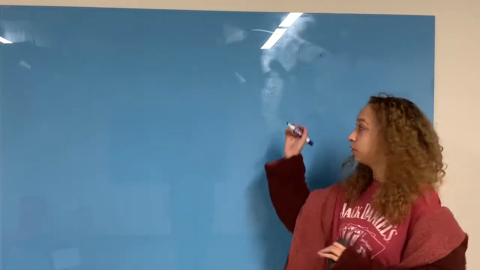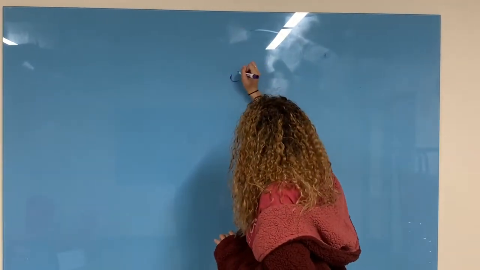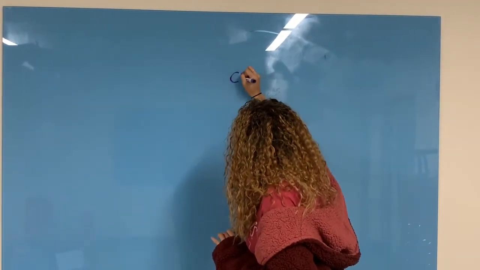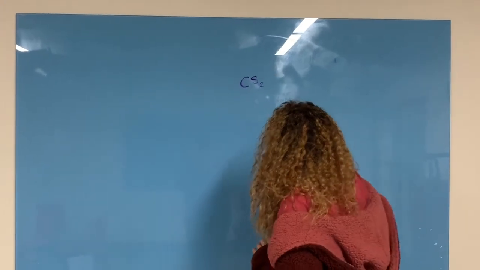Everyone, today we're going to be working with Lewis dot structures, and the molecule we're going to be working with is called carbon disulfide, with the formula CS2.